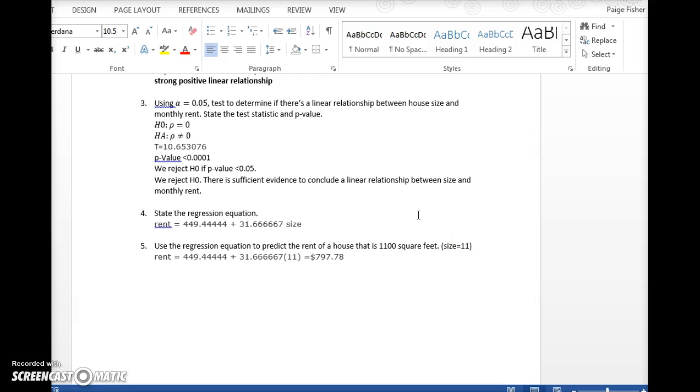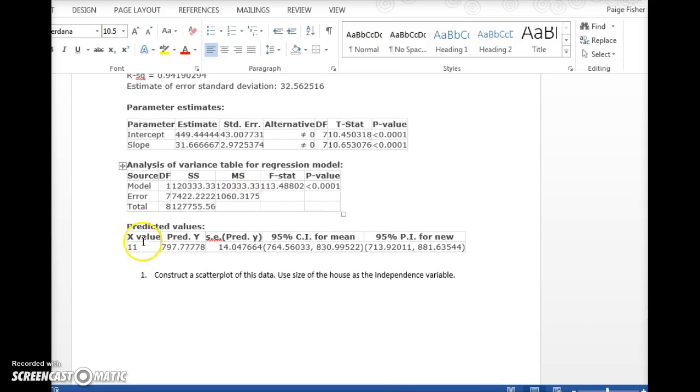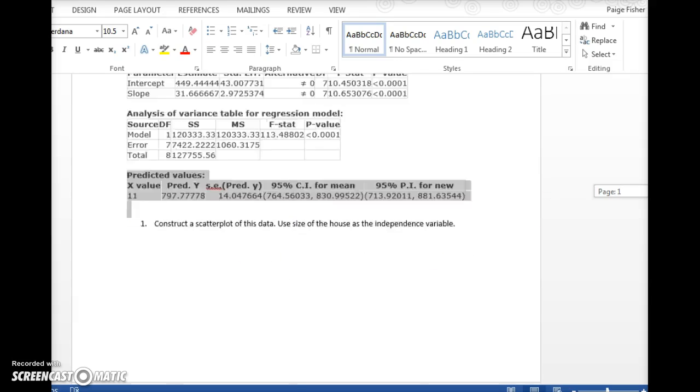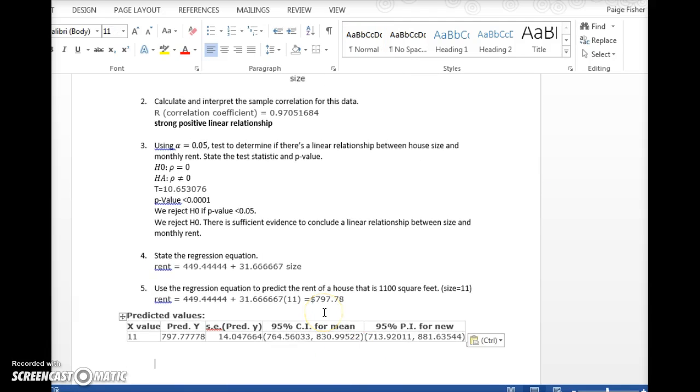So that's saying we predict a house with 1,100 square feet would have a monthly rent of $797.78. And I just plugged this into the calculator, but remember I did it in StatCrunch. So this is actually where you would get your answer as well. So that's it. If you have any questions, let me know.